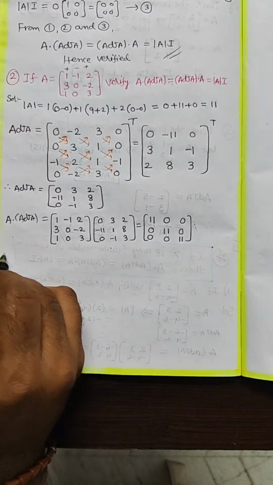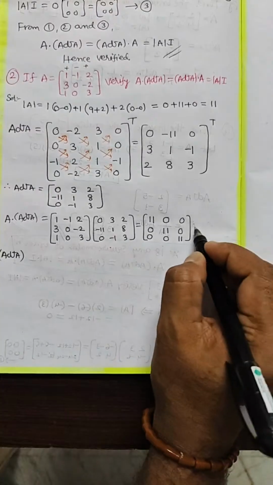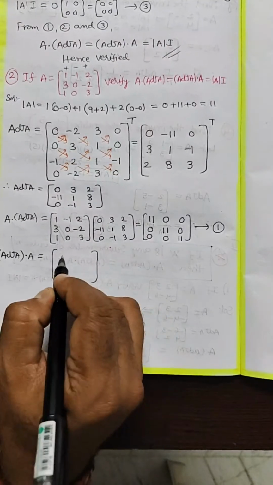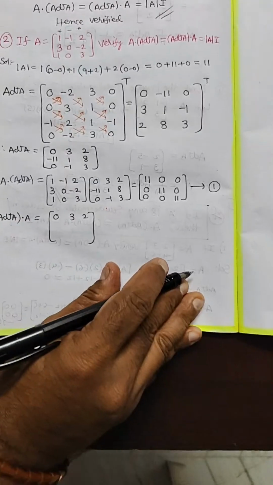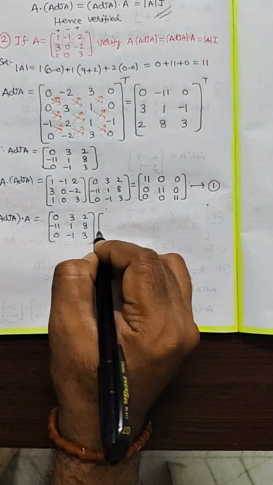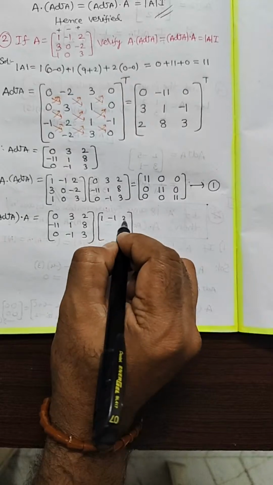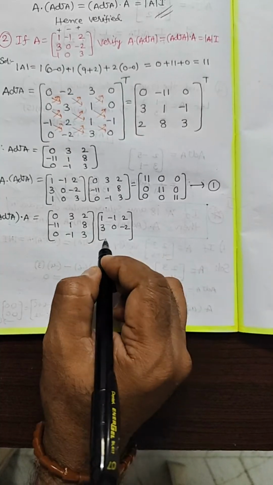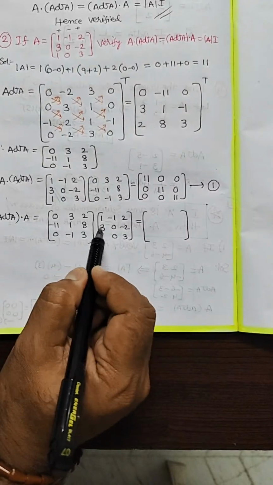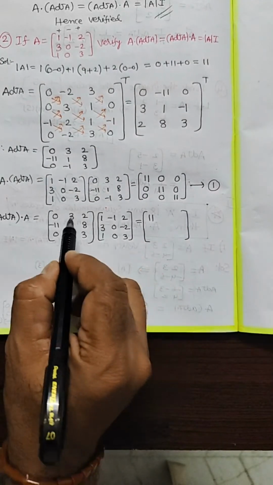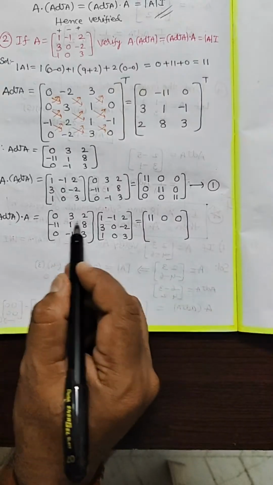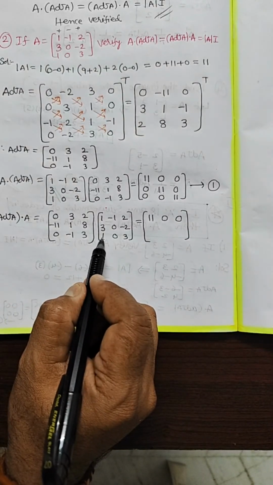Okay, dear students. Next, adjoint A into A. Equation number 1, adjoint A into A. So just interchanging these two matrices. 0, 3, 2, minus 11, 1, 8, 0 minus 1, 3 into 1 minus 1, 2, 3, 0 minus 2, 1, 0, 3. 0, 9 plus 2, 11. 0, 0, 0. 0 minus 6 plus 6. Minus 11 plus 3 plus 8. 11 minus 11, 0.